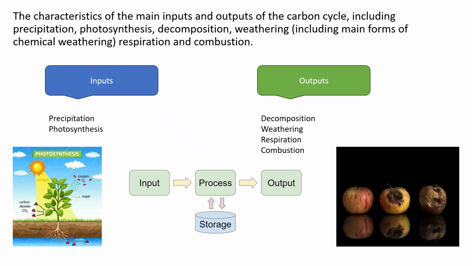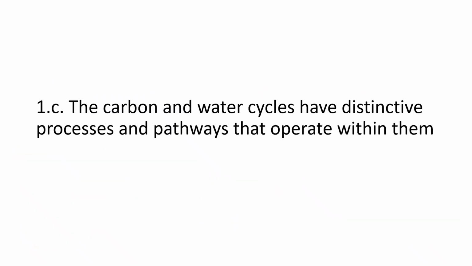We've got carbon coming into the cycle, we've got carbon going out of the cycle. But remember, it is a cycle, so it is a loop, which means those inputs and outputs can be both processes as well as inputs and outputs. Some of these things, like photosynthesis, are both an input and a process. They have multiple roles within the carbon cycle. So let's have a little look at some of those really distinctive processes within the carbon cycle.